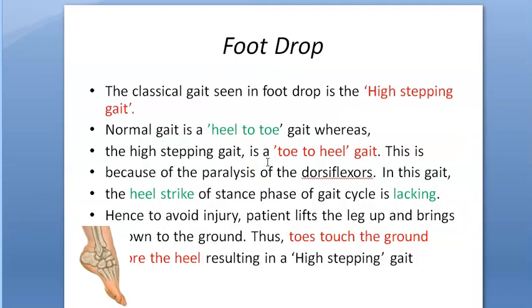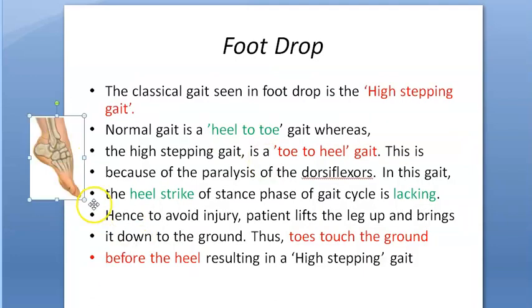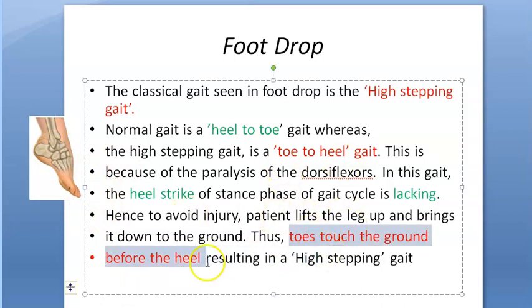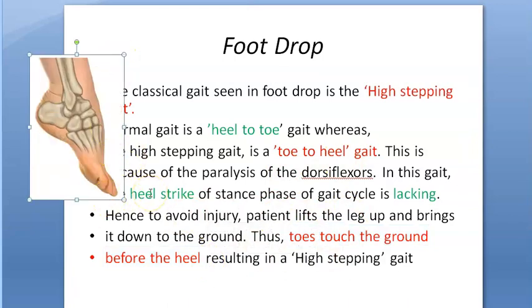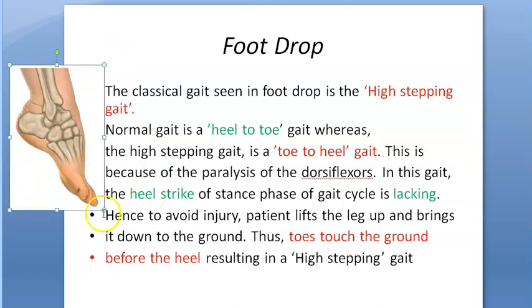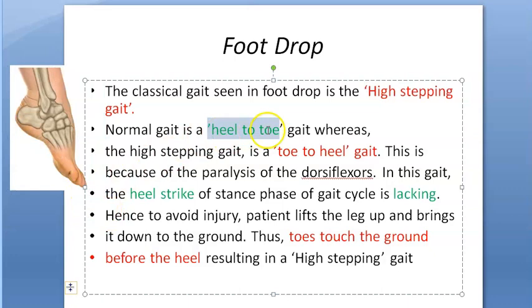In these people, foot drop will be like this. They'll have a high stepping gait. See, they'll be walking like this. Their toes will be touching the ground before the heel. They lift the leg high and the toes touch the ground before the heel. Normally how you walk, that gait is called heel to toe gait. But in foot drop the gait will be high stepping gait. It's also called toe to heel gait because the toes touch the ground before the heel.